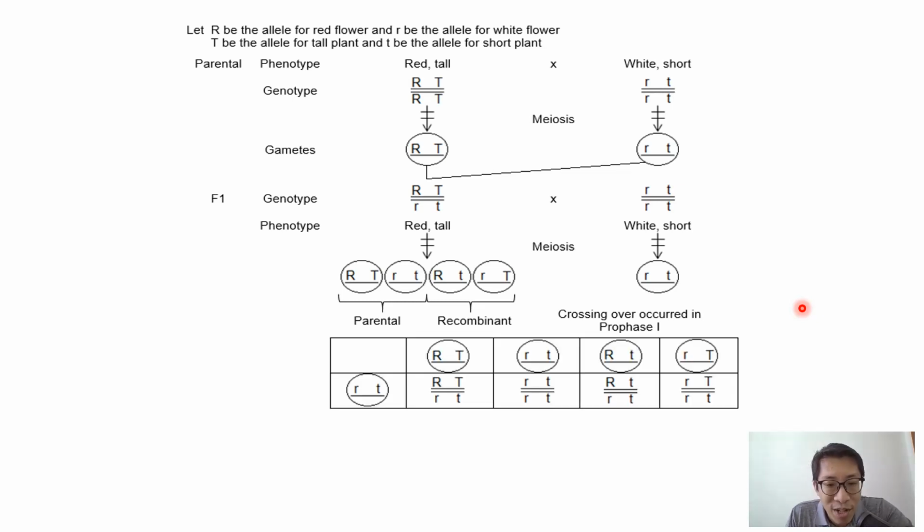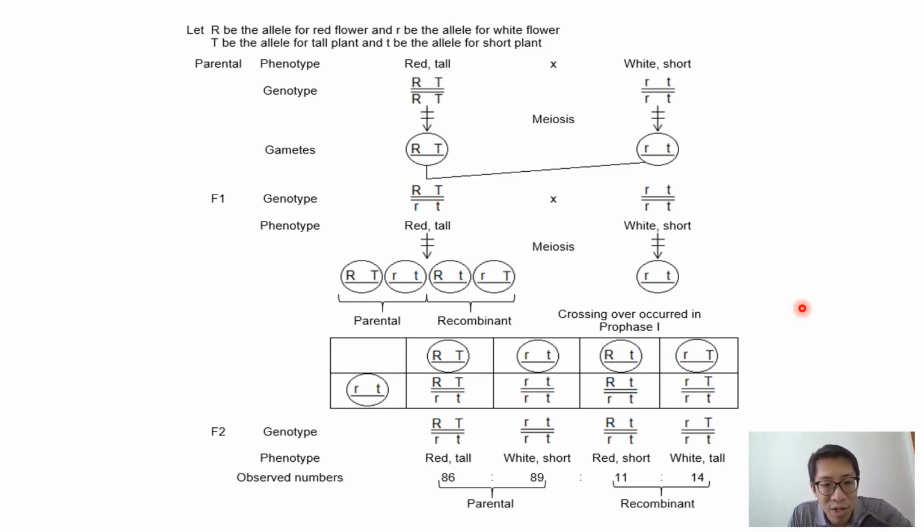Okay, so I'm going to do a simple Punnett square here to show how we get the F2 genotypes, and then we can match it to the F2 phenotype and the numbers that we saw in the F2. So the 2 here, with the higher number, come from the fusion with the parental gametes. And from our first video recording, we remember that the parental gametes are more likely to be formed.